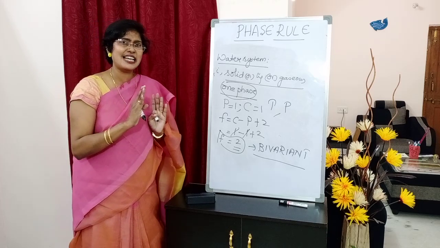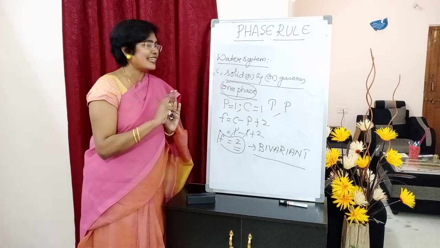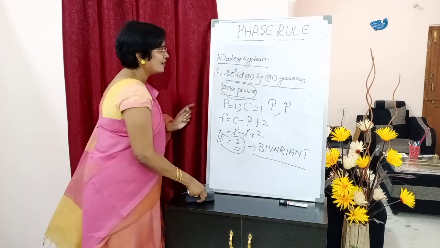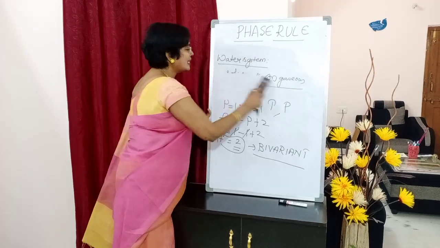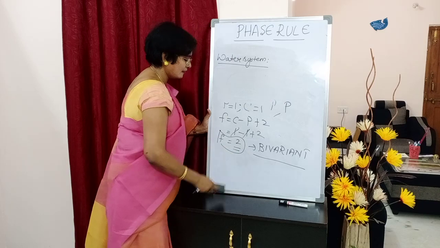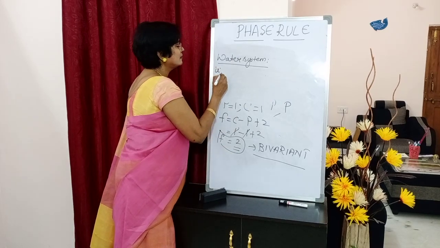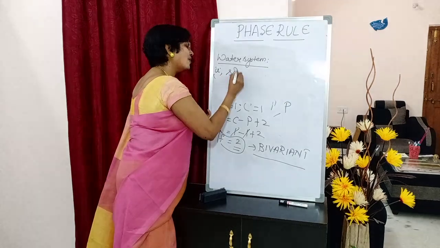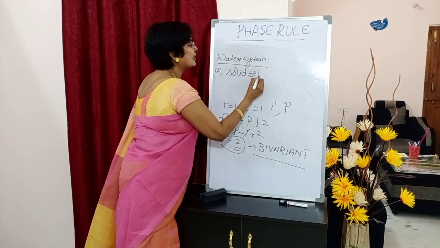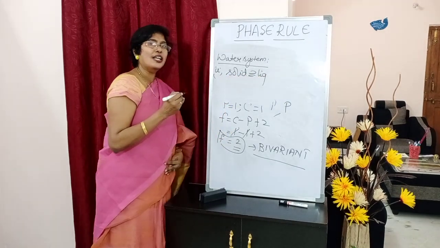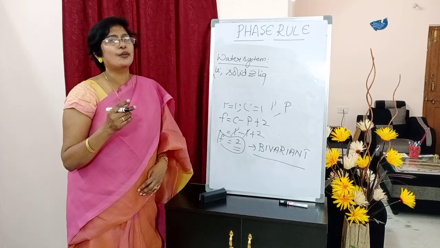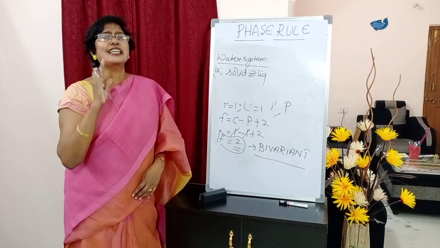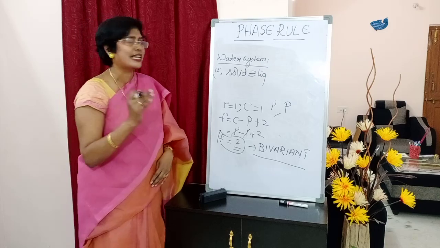If you don't understand this one, no worries. Next example, you will understand. Okay? One phase is done. Now let us assume water system existing in 2 phases. It's your wish. Solid liquid or solid gas or liquid gas. Any 2 phases, let us assume that water system is existing.